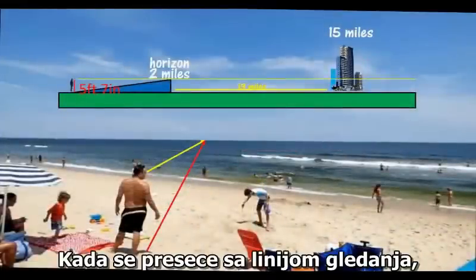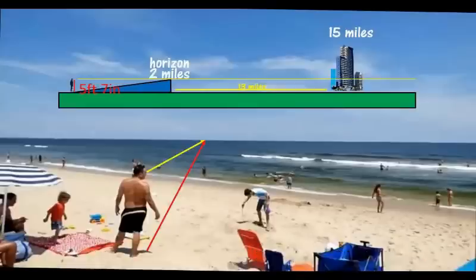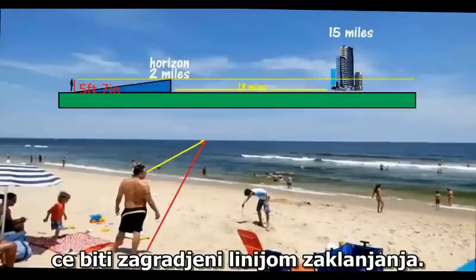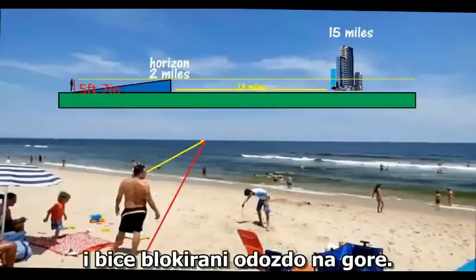Once it intersects with the center of your eye, that's it. You can't see any more ground past that point. You could see objects beyond it, but they're going to start to get blocked by that point where the ground stopped. And they're going to get blocked from the bottom up.